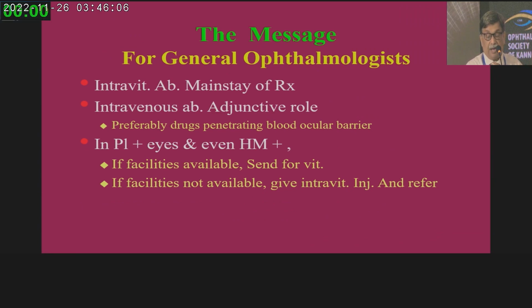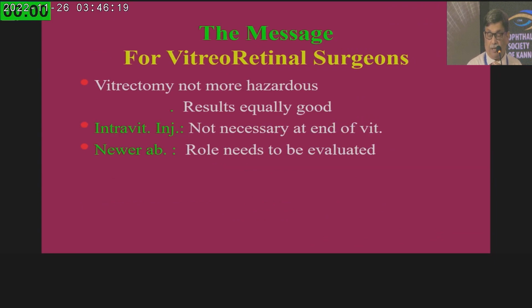In PL positive eyes and even hand movements, if the facilities are good, go ahead and send the patient for an immediate vitrectomy. But if the facilities are not available, an intravitreal antibiotic should be given and the patient should be followed up, sent for referral immediately.